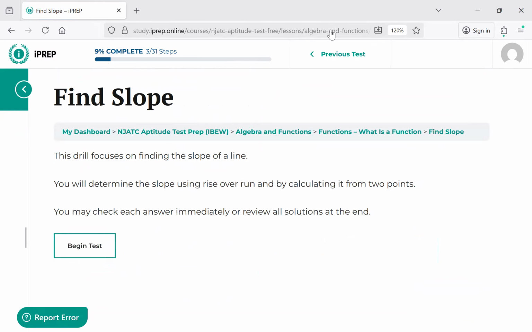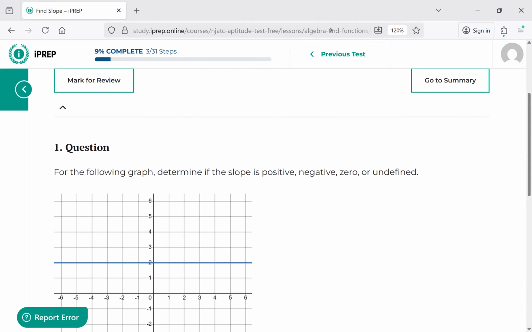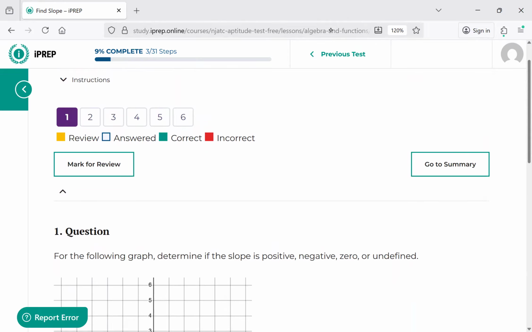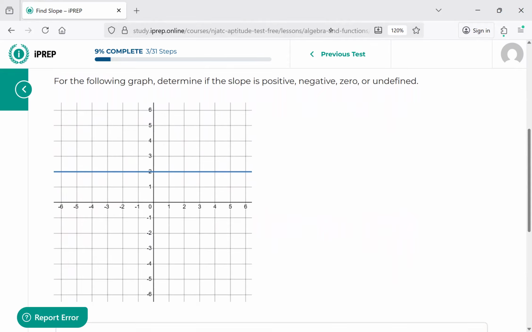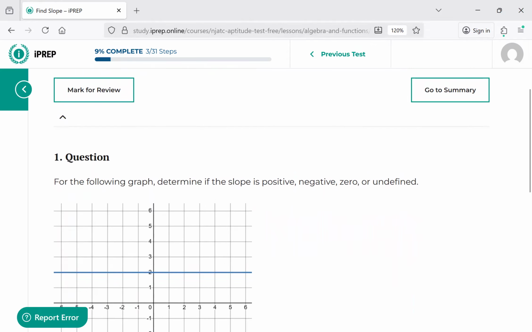Okay. So now let's talk about slope. What is the slope of a linear line? So there's a lot of ways you can determine it, how to find the slope.